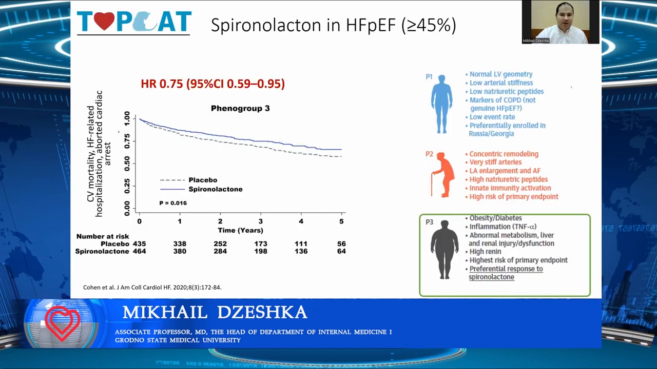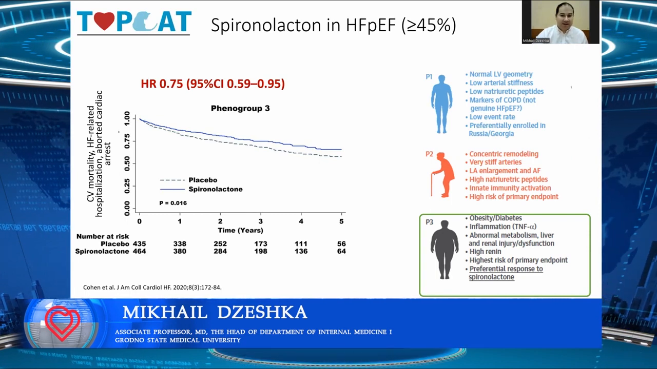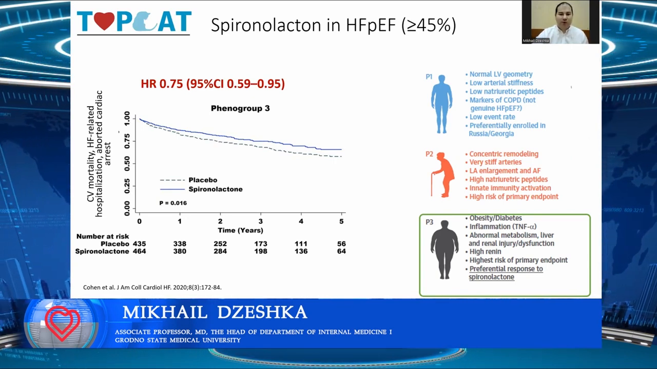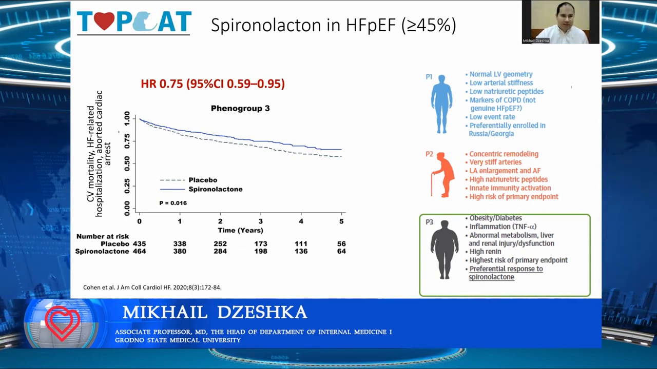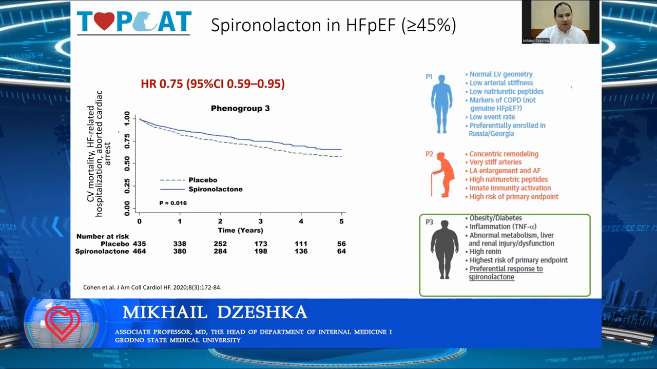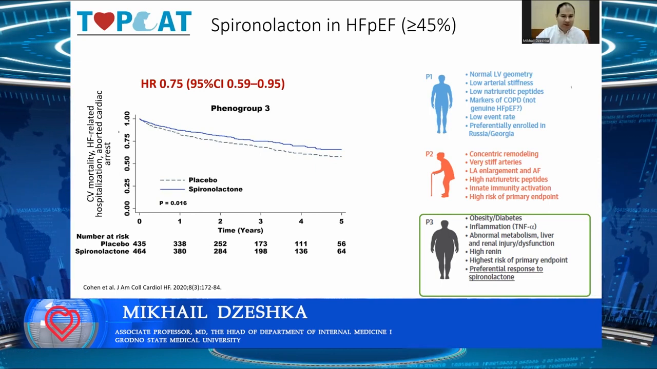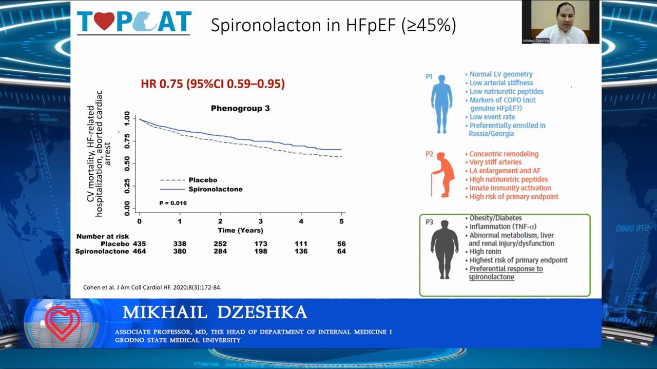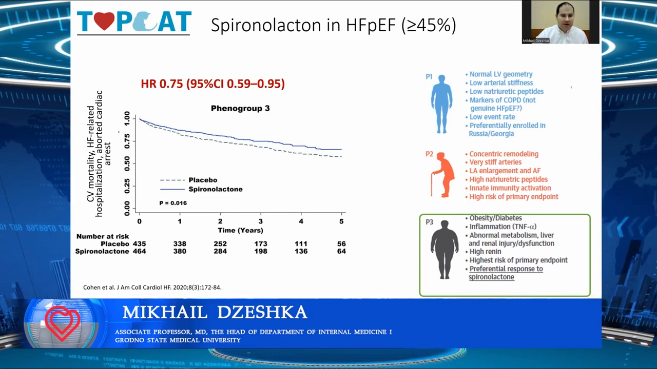The TOPCAT trial, in which spironolactone was studied for HFpEF management, is one of the examples of drug efficacy in a selected phenotype despite neutral results in the whole cohort with respect to the primary endpoint of CV mortality, heart failure-related hospitalization, and aborted cardiac arrests. Specifically, spironolactone reduced the risk of the primary endpoint by 25% in those patients who were obese or had diabetes, who had a higher degree of inflammatory markers such as TNF-alpha, characterized by abnormal metabolism, liver and renal injury or dysfunction, and had a higher renin level.